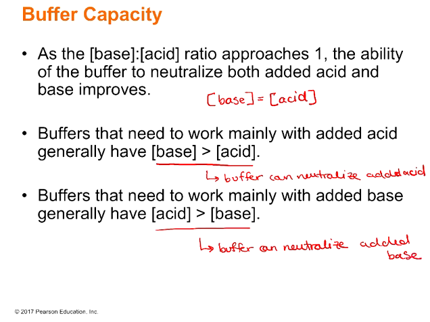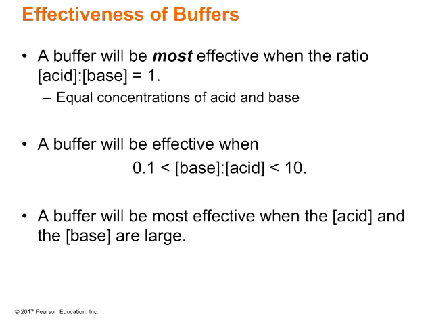So sometimes we want the concentrations of our buffer acid and base to be a little bit different depending on what type of experiment we're running. But most often we want the concentration of the buffer base to equal the concentration of the buffer acid. All right, so we said that a buffer will be most effective when the ratio of acid to base is 1. So we want equal concentrations of acid and base, ideally.